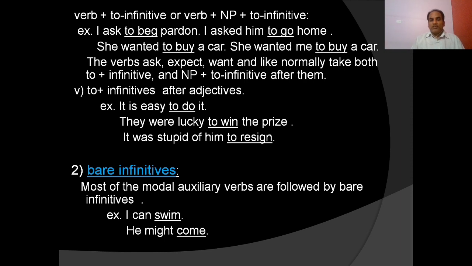But in the second situation, I asked him to go home. Asked is the main verb, to go is the to infinitive, and him is the noun phrase in between them. So with these verbs: she wanted to buy a car, she wanted me to buy a car. So verbs like ask, expect, want and like normally take both the to infinitive and noun phrase plus to infinitive after them.